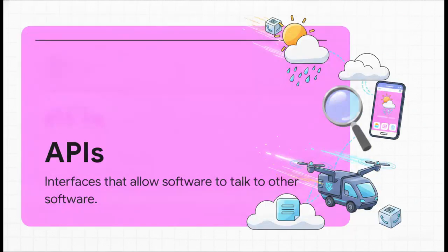I really want to double-click on APIs for a second because they are a complete game changer. APIs, or application programming interfaces, are essentially secure delivery drivers that pass data between totally different systems. Think about a weather app.